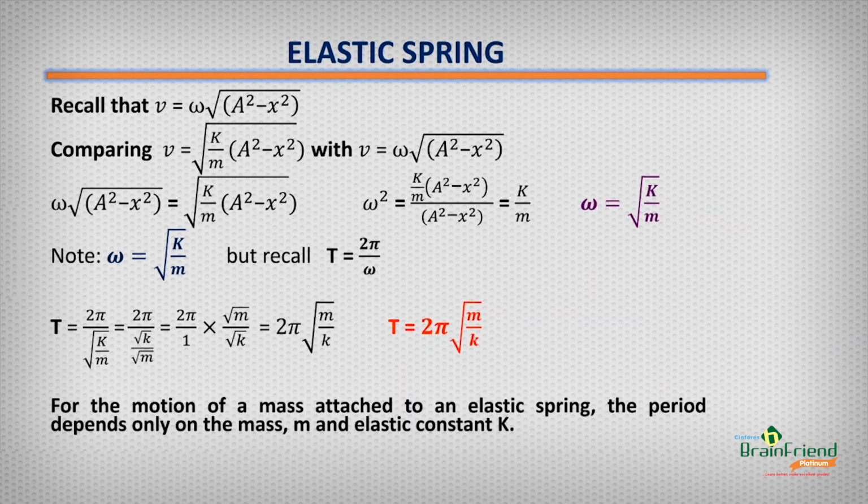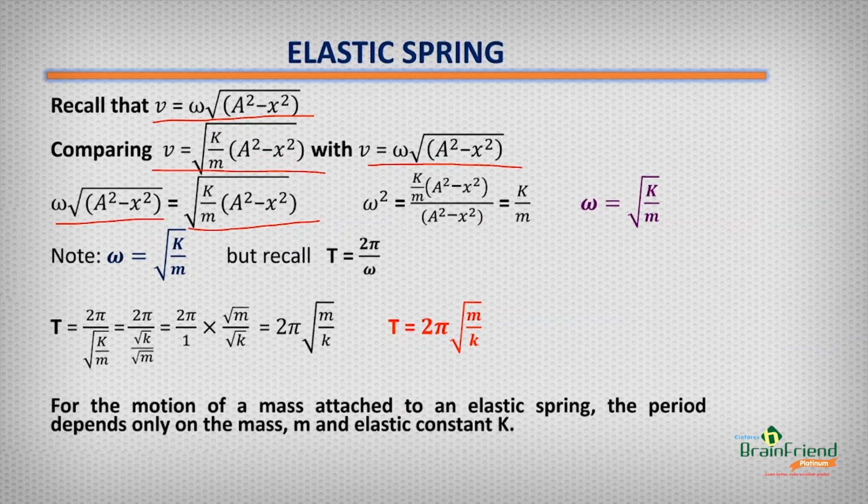Recall in part 2 of this topic, we found an expression for calculating the velocity of a simple harmonic motion to be v equals omega square root of a squared minus s squared. If we compare these two equations for solving velocity, we will have omega square root of a squared minus s squared is equal to square root of k over m, bracket open, a squared minus s squared, bracket closed.